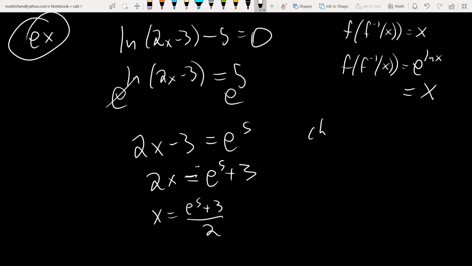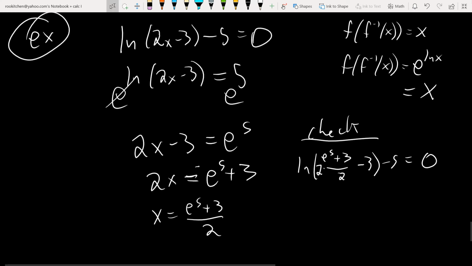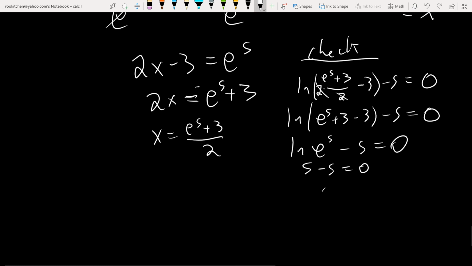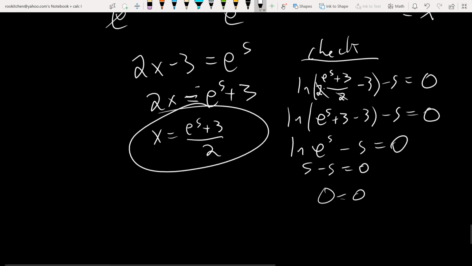And then we have to check: ln of e to the 5th plus 3 over 2 times 2 minus 3 minus 5 better be the same as 0. The 2's cancel, e to the 5th plus 3 minus 3. So that'll be ln of e to the 5th minus 5. Yeah, that works. So 5 minus 5 is in fact 0. So circle that, that's our solution.